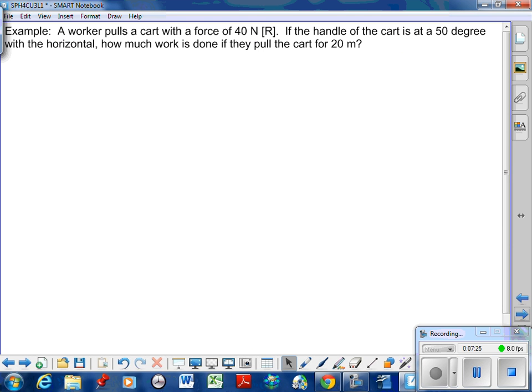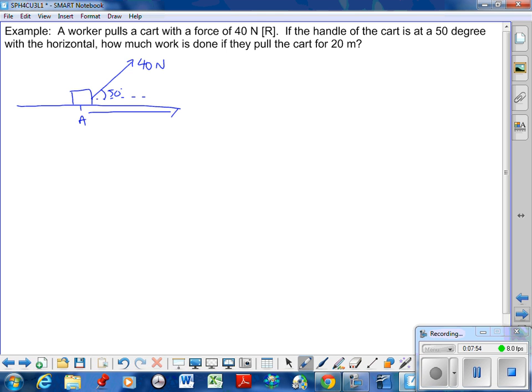So third and final example, and this is what I'll call the hard question. A worker pulls a cart with a force of 40 newtons. The handle of the cart is at a 50-degree angle. So here's my cart. This is where the worker is pulling. It's at a 50-degree angle. How much work is being done if from point A to point B, it's 20 meters?